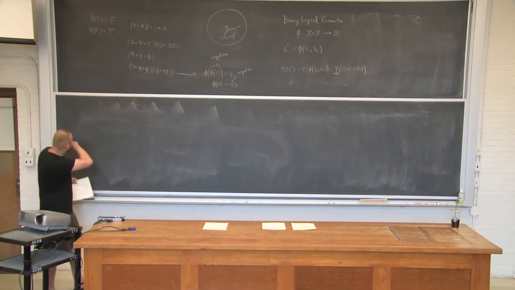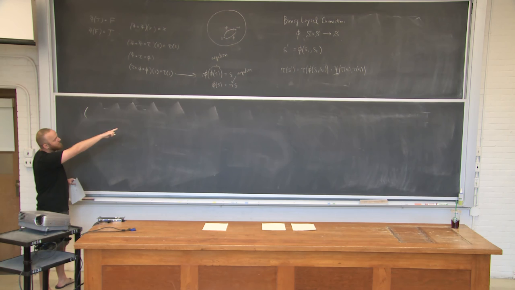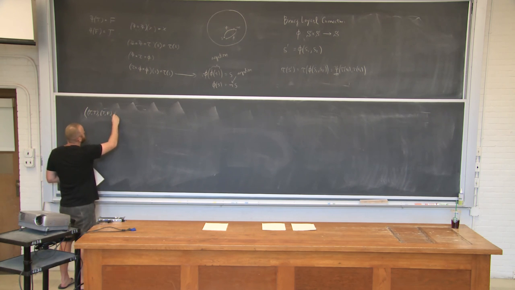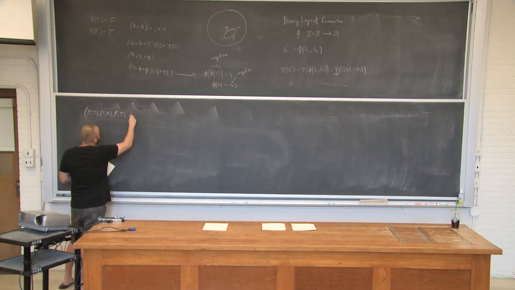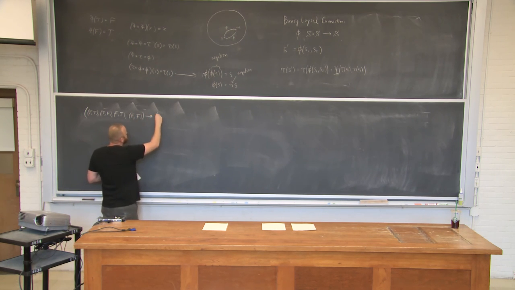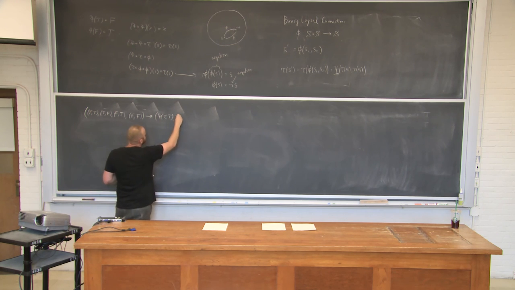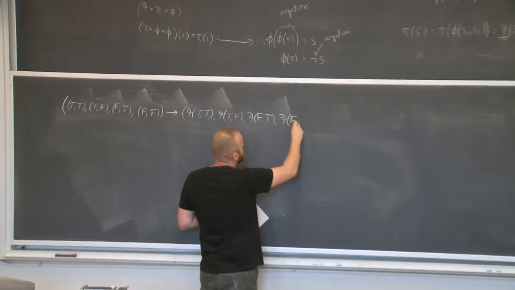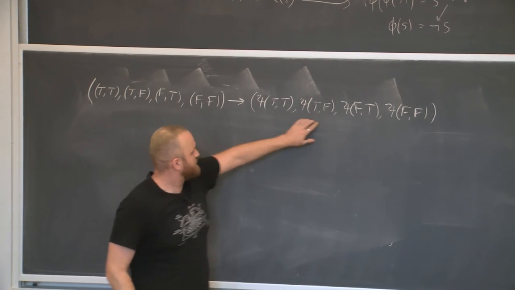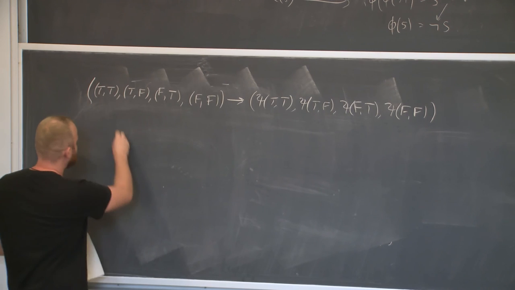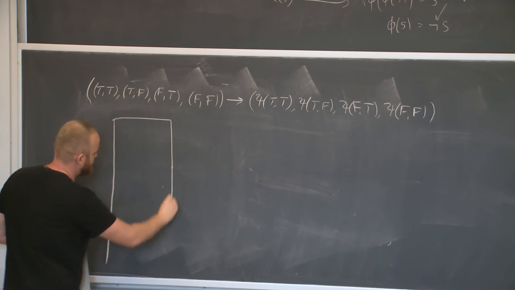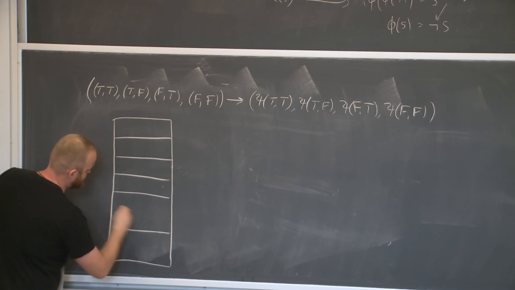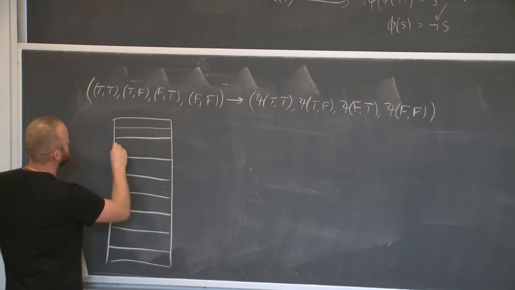Okay, so we have to map all possible combinations of two truth values. So in other words, true, true, true, false, false, true, and false, false to their respective values under psi. And each of these can be either true or false. So we can actually write out all of them with a neat little diagram that looks like this. That's 8, right? So we need 16 total.